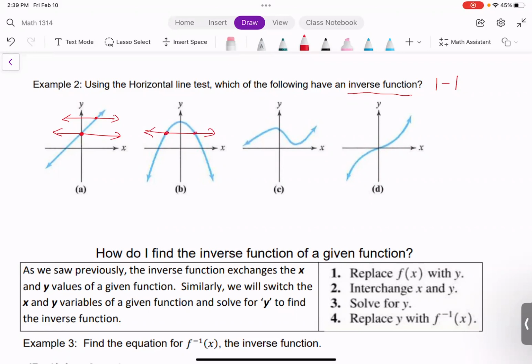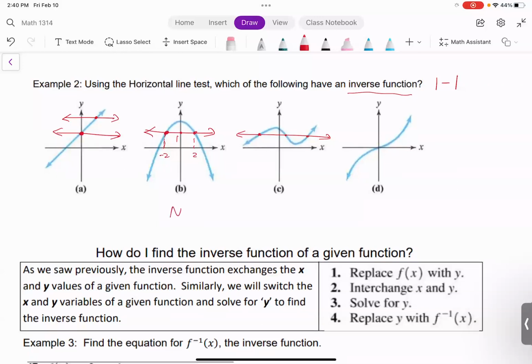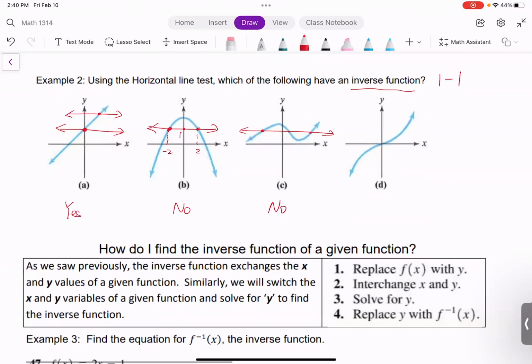okay, what's the meaning of this? Two different x. For example, here is 2, here is -2. They are sharing the same y value. For example, we say this is 1. That means this is not a one-to-one function. If I have a horizontal line for number c and I have 3 intercepts, this is not a one-to-one function, no inverse function. So no inverse function, but the first one has an inverse function.